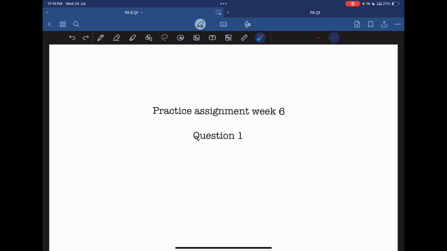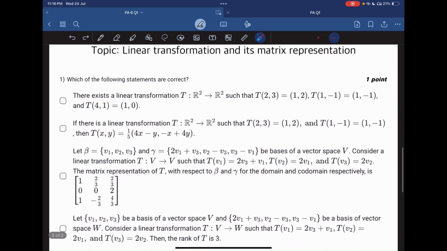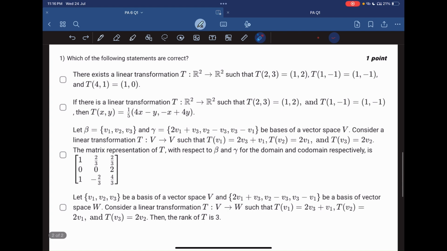Hello everyone. So let's now solve practice assignment week 6, question number 1. Which of the following statements are correct? So let's look at the first option.